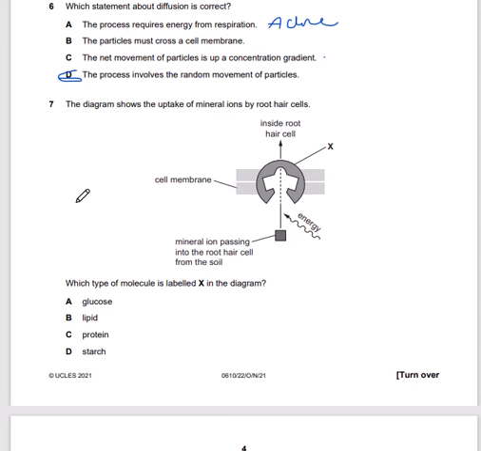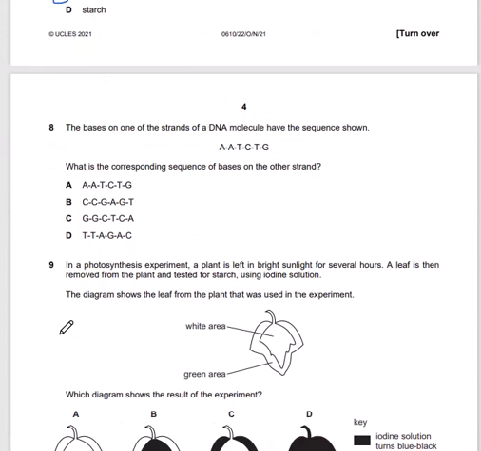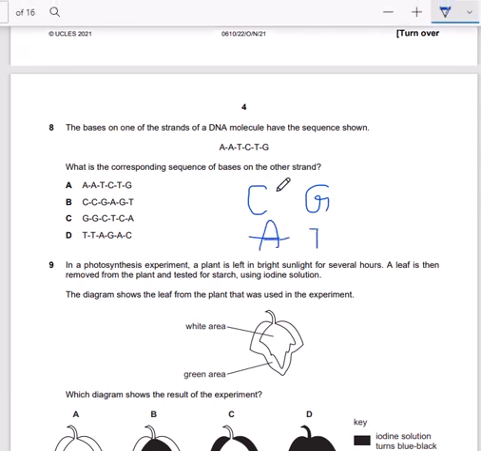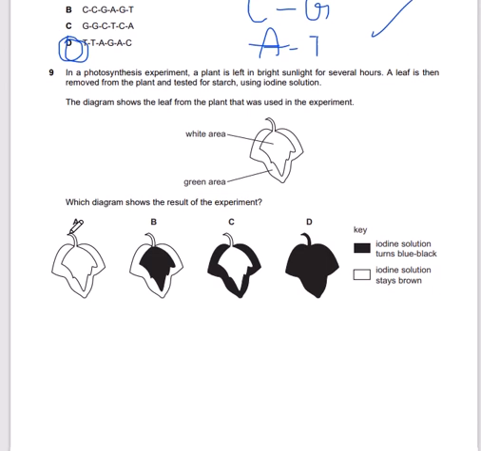Which type of molecule is labeled X in the diagram? Protein. That's basically a carrier protein. Alright, so something to easily remember it: C looks like a G. A and T, they're the ones left. This goes with this, this goes with this, you're done. A means that it needs a complementary base, so that's T.